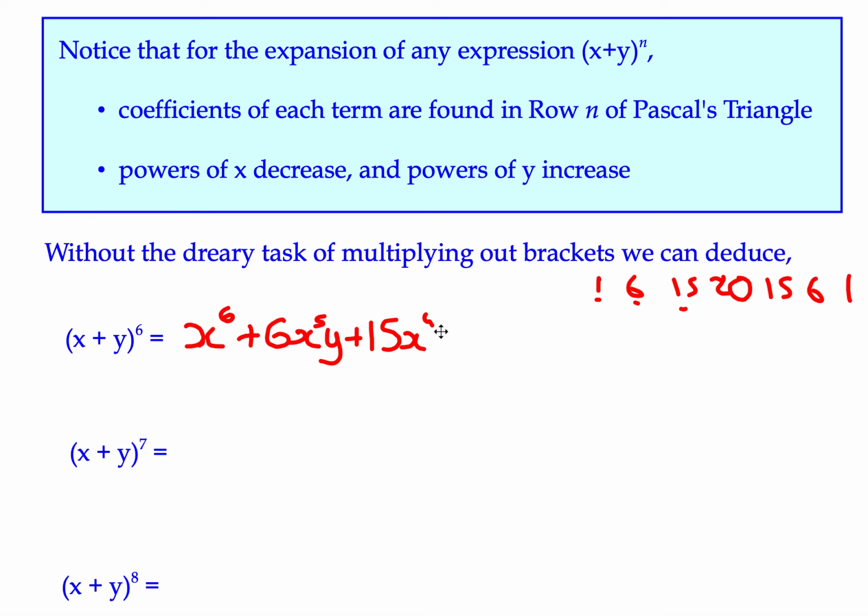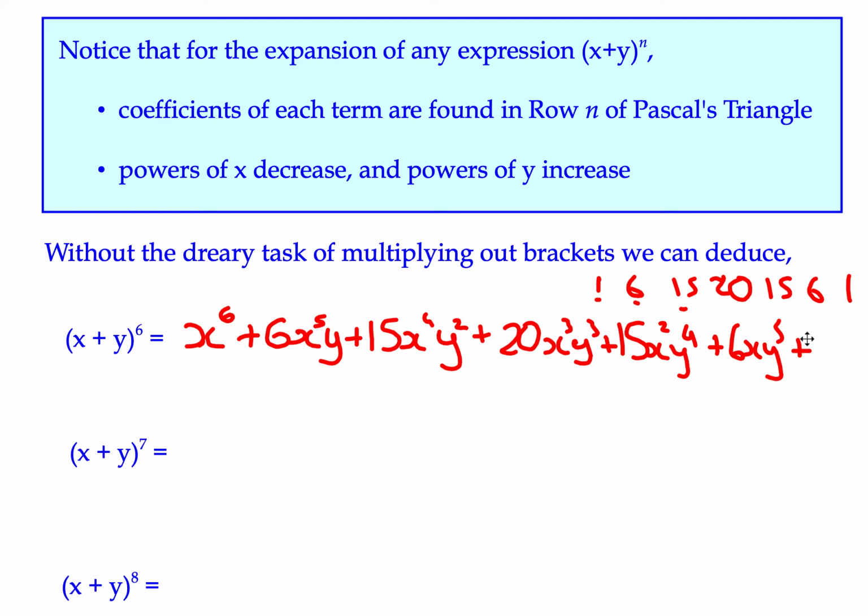Decrease the value of x and increase the power of y to 2. Plus 20, see what's going on here? x cubed y cubed, plus 15 x squared, we're going down to x squared up to y to the 4, plus 6 x y to the 5, plus 1 y to the 6. There's no x term there, and that's our full expansion of (x plus y) to the power 6.